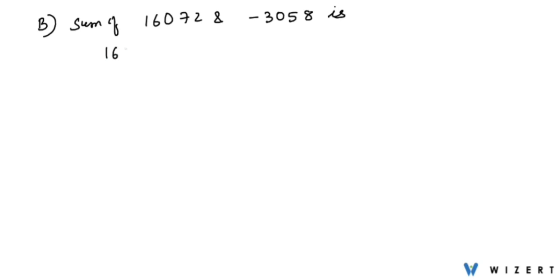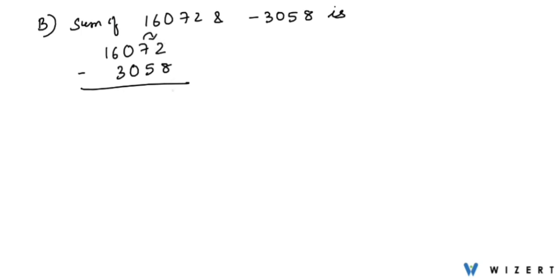Now for B option we have to find the sum of 16,072 and minus 3058. So minus sign is there, so basically we have to do subtraction. So 16,072 minus 3,058. So if we subtract, 2 is smaller than 8, so we have to take a carry. So when we take a carry from here, it becomes 12.